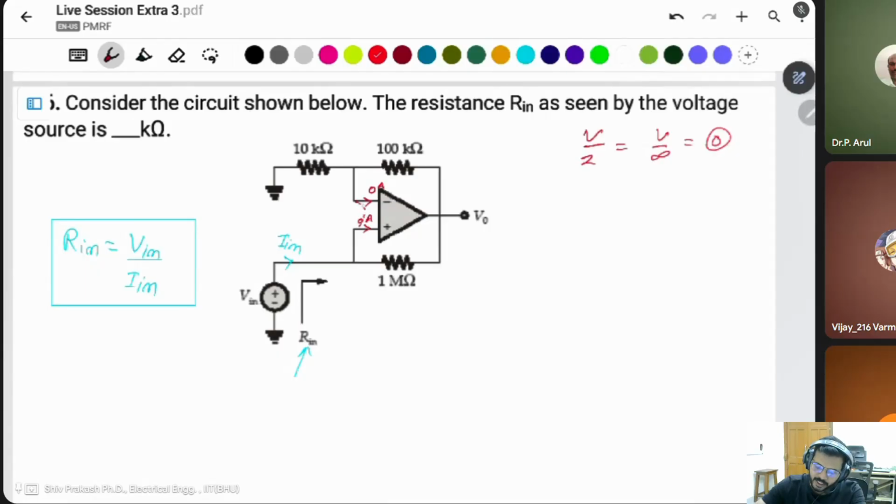If both are at 0 volt, there is 0 current entering. That means both terminals have equal voltage. If there is equal voltage, the voltage difference is 0, then current is 0. That is the meaning of this. You can say the negative terminal and positive terminal are both a virtual short. Why? Because they both have the same voltage, that's why current is not flowing through it.